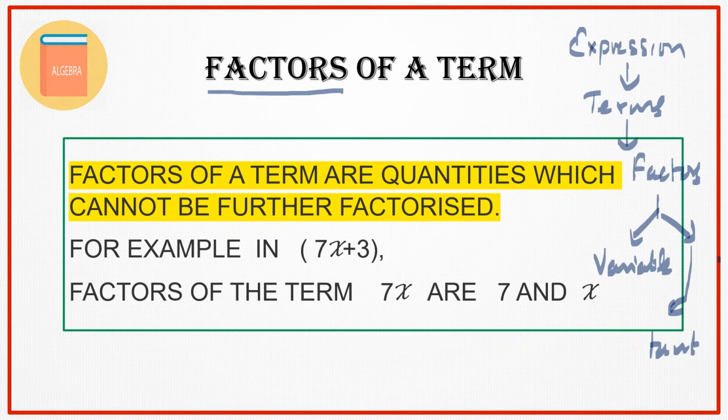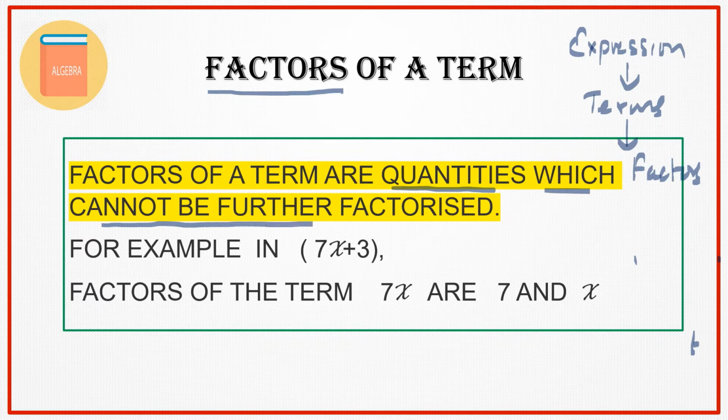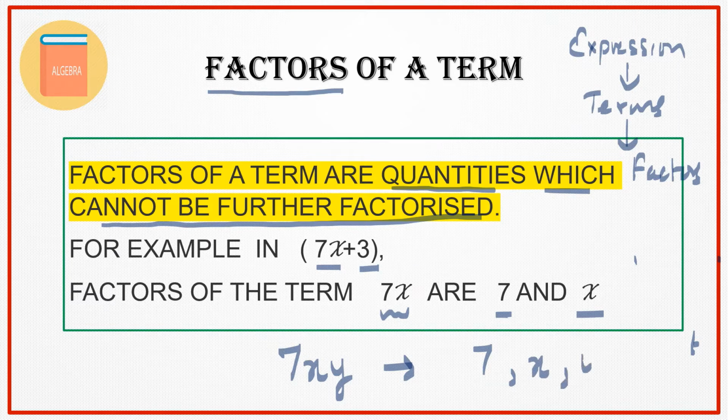With this, let's understand that the factors of a term are the quantities which cannot be further factorized. So for example, in 7x plus 3, the factors of the term 7x are 7 and x. So there are 2 factors in this term. Can you tell me how many factors there are in this term? Yes, you're right. There are 3 factors: 7, x and y.